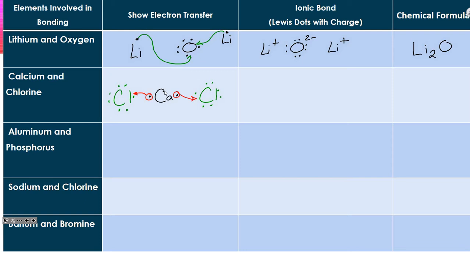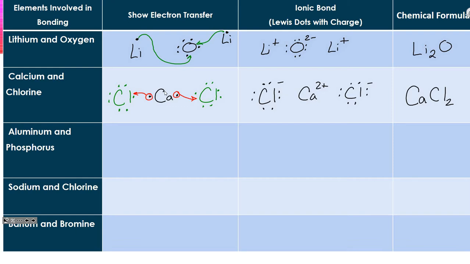Rewriting it with the charges. So Cl is going to have 8 around it with a negative charge. Calcium isn't going to have any around it, but it's going to have a 2 plus charge. And you're going to have another chlorine over here with 8 around it that will have a negative charge. So my formula is what? CaCl2. Good.